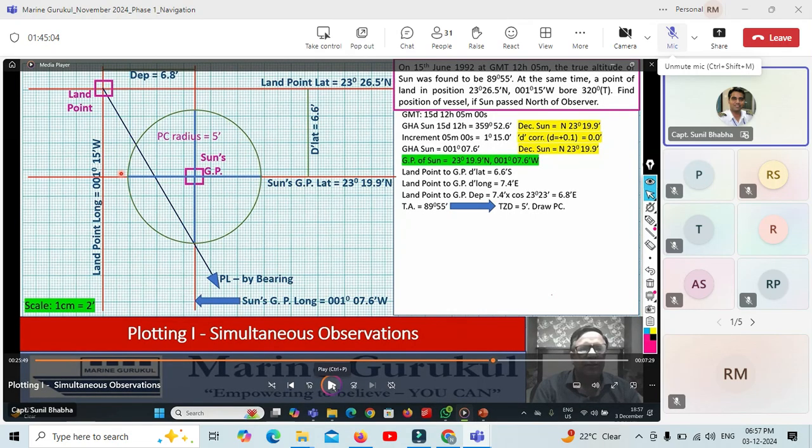Okay. So how will we decide which one is our fix? Is there anything given in the question to distinguish between the two? Sun passed north of observer. Very good. So where is the sun in this diagram? Okay, understood. The sun is north of the observer. We have the GP. Exactly. The sun passed north of the observer. The sun is at the center of the position circle where the GP is. This is where the sun is.